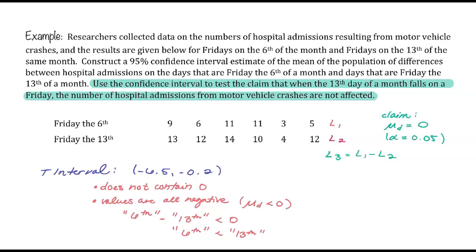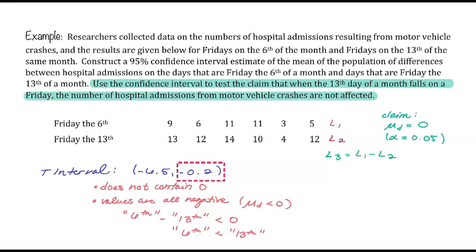We are done with this example, but I do want to point out one small detail. Notice that our confidence interval is very close to containing 0. It is just barely underneath it by 0.2. So if we would have used a higher confidence level, this interval would contain 0 and we would not reject the claim. We would say that it is possible that there is not a significant difference.